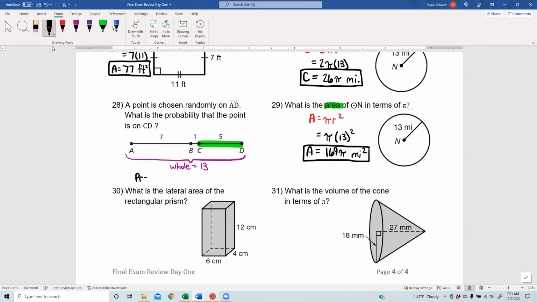The probability we're on CD, probability of on CD, is equal to 5 over 13.